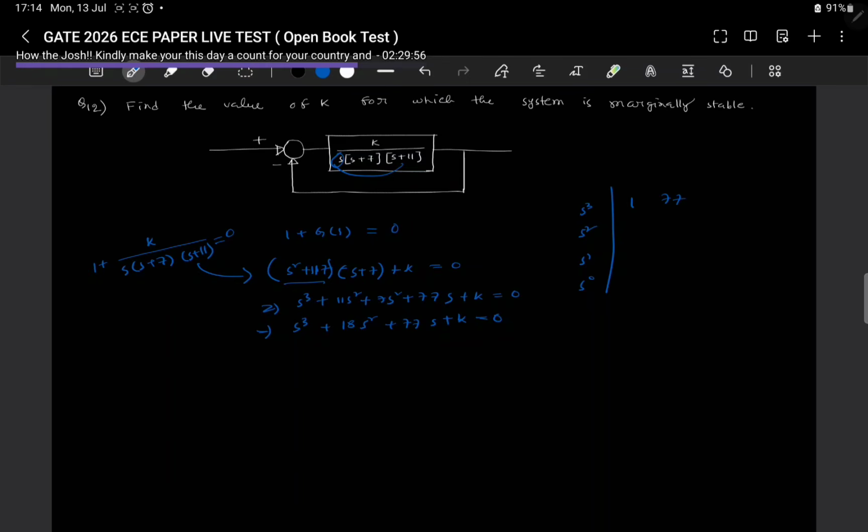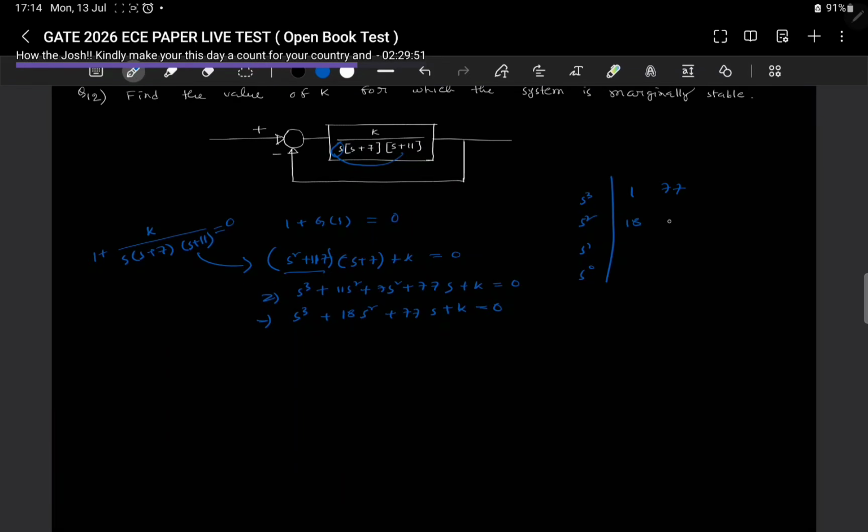So it will be 1, 77, 18, K. Then it will be 18 into 77 minus K by 18, and K. For marginally stable, it just needs to be 0 actually. So 18 into 77 minus K equal to 0.